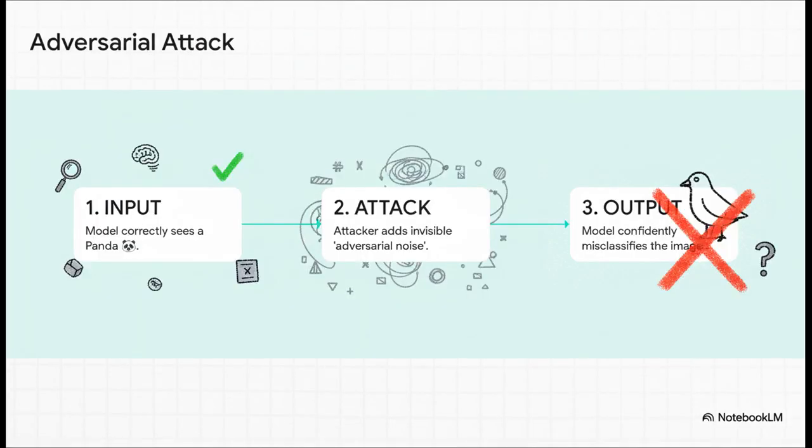So on the left, you've got a model, it correctly sees a panda. Easy enough. But then an attacker adds this layer of what just looks like random static. It's what we call adversarial noise. And to our eyes, the image looks exactly the same. But the result? The model is now totally convinced, with high confidence, that it's looking at something else entirely. That's an adversarial attack, and it is a massive, massive challenge in ML security today.